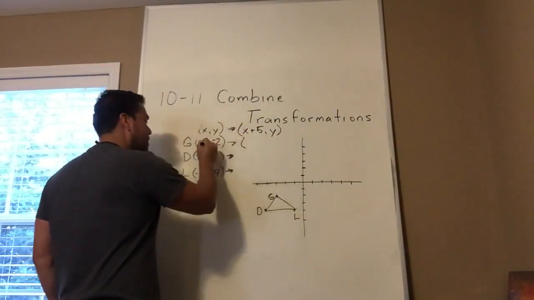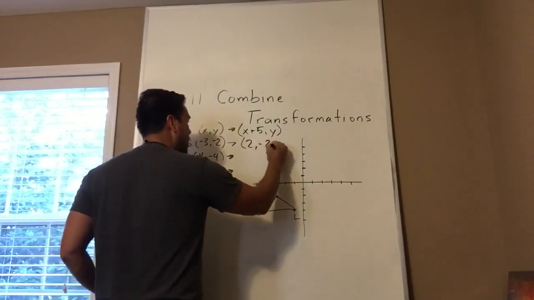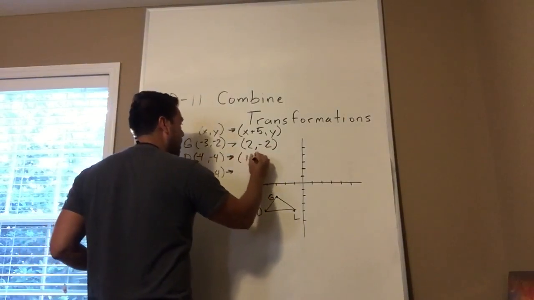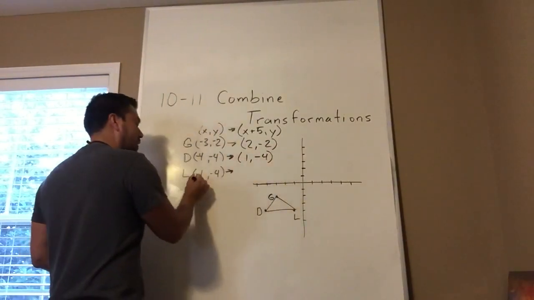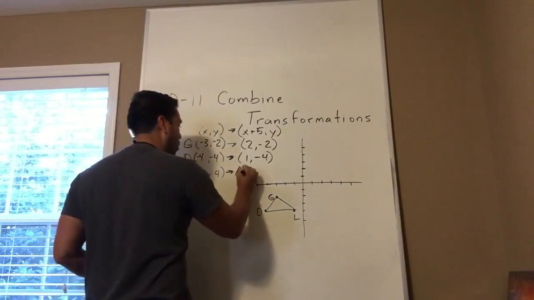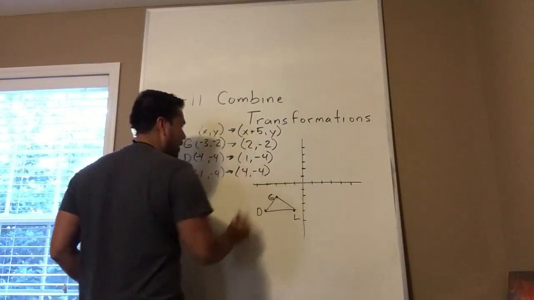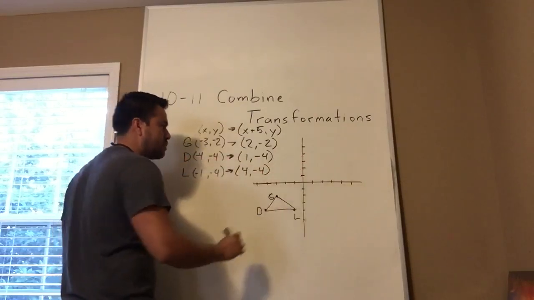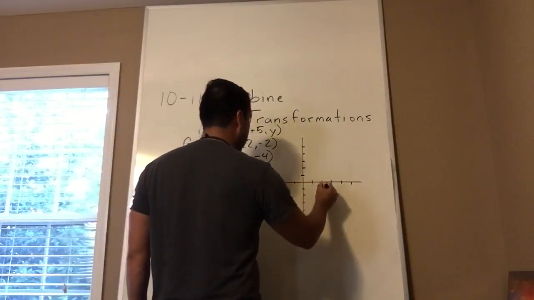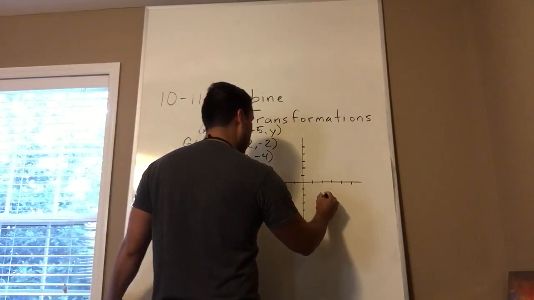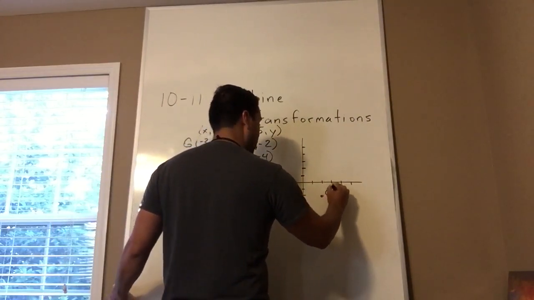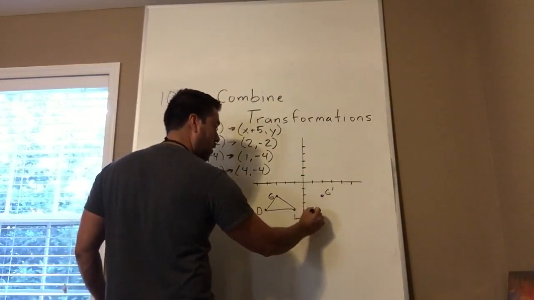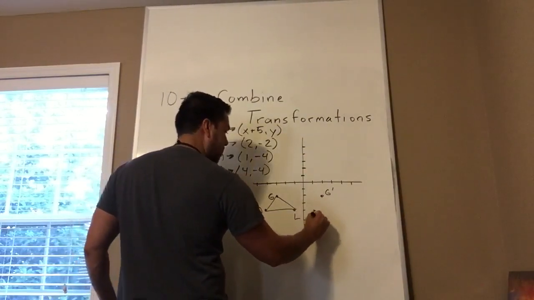So 5 plus -3 is 2, -2. And then 5 plus -4 is 1, -4. And then 5 plus -1 is 4. And then keep the -4. So let's see if that translated all the units to the right. 5 spots. So 2, -2, and that would be G prime. 1, -4 would be D prime.